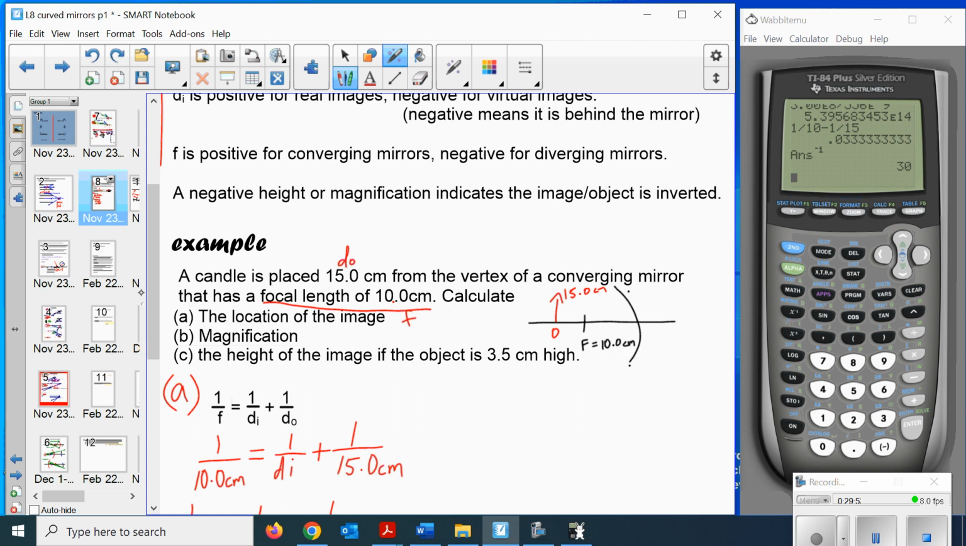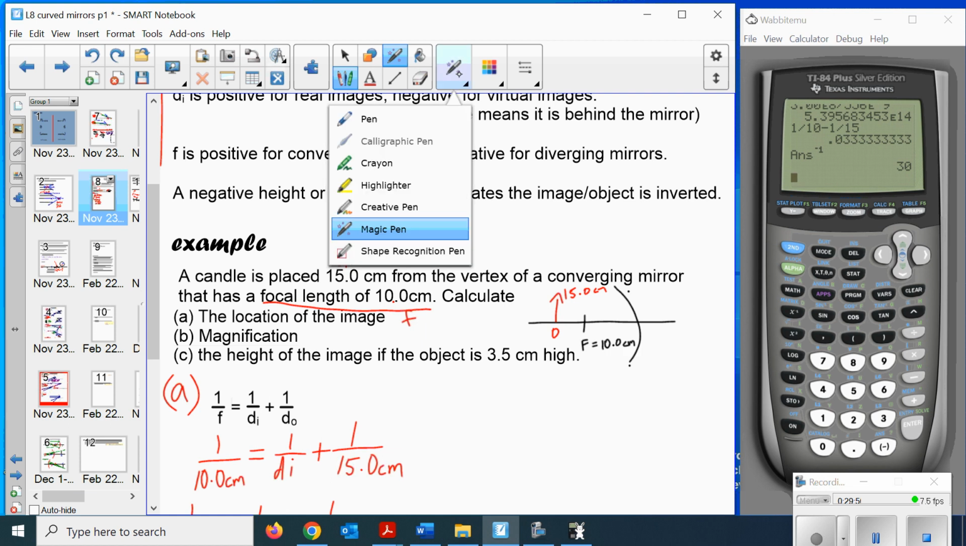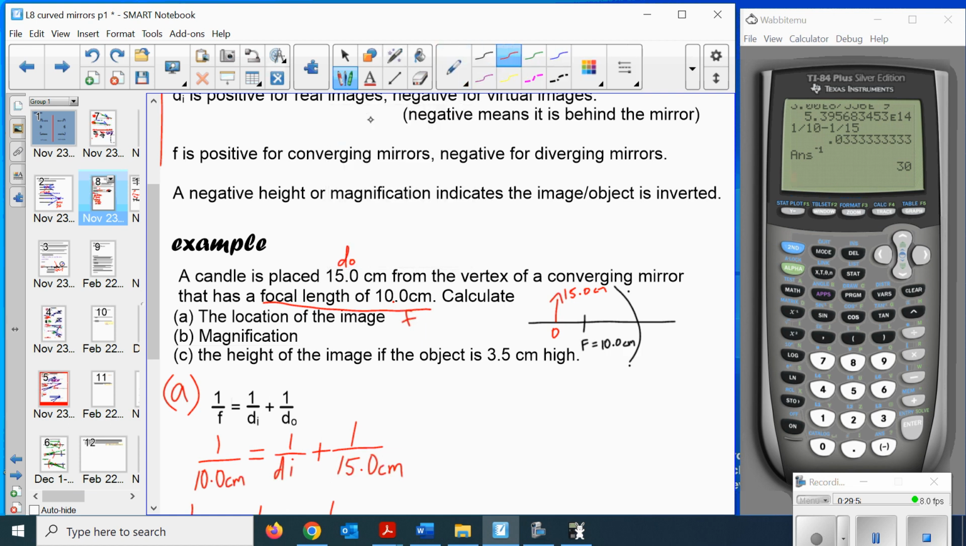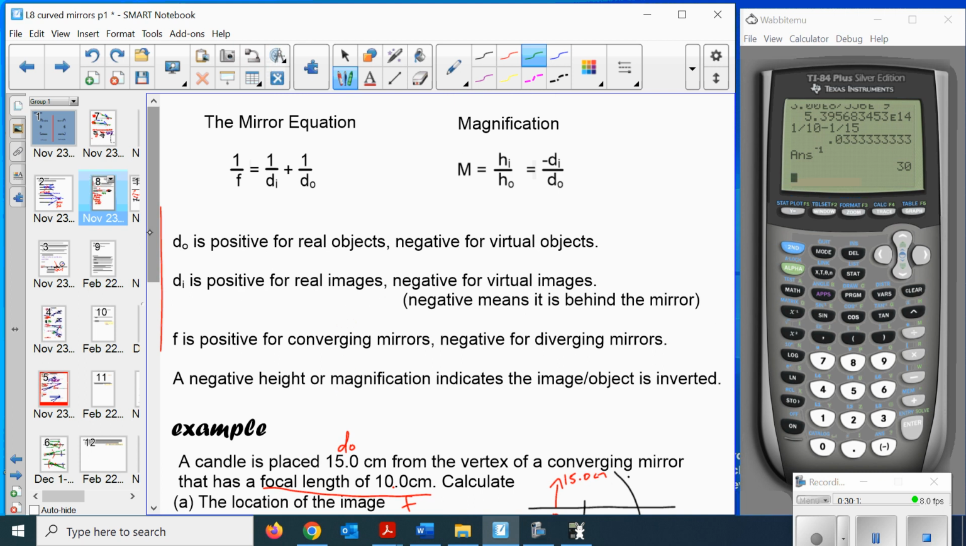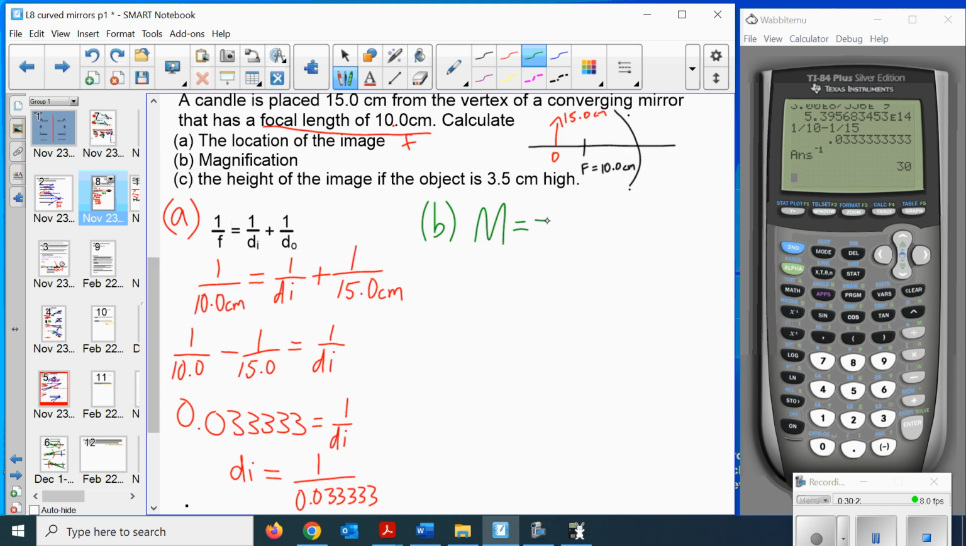So I'm going to take a look at part B, the magnification. This part of the equation is pretty easy. Then I look at this and think, di over ho or di over do? Which information do I have? I have the negative sign built into the equation, di over do. So I'm going to write that down from this formula. I'm using this portion.